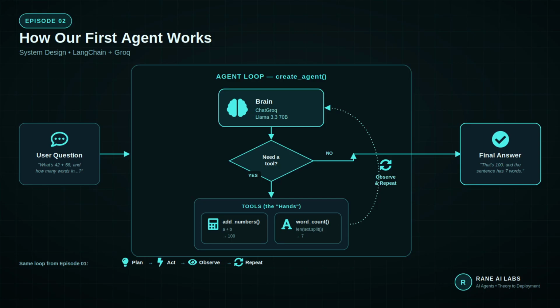using LangChain and Groq. So today I am keeping this one deliberately simple. No huge project, no complicated setup, just enough code to see the agent loop happen with your own eyes. So let's go. So here's the plan.